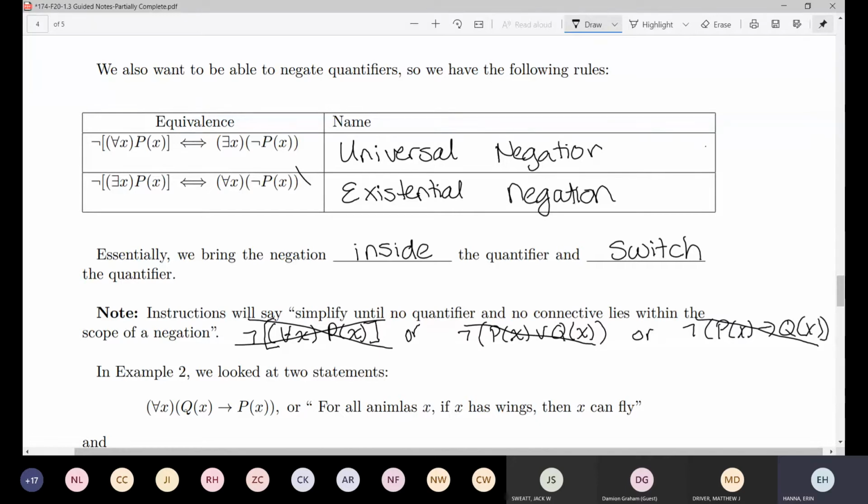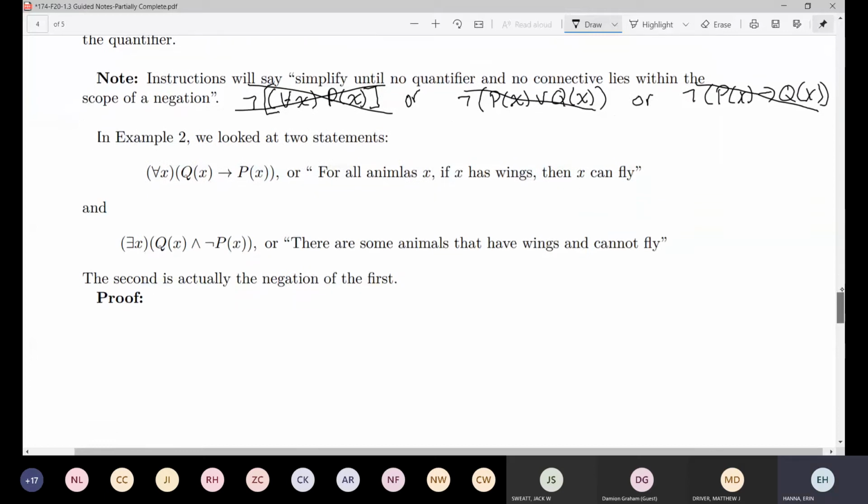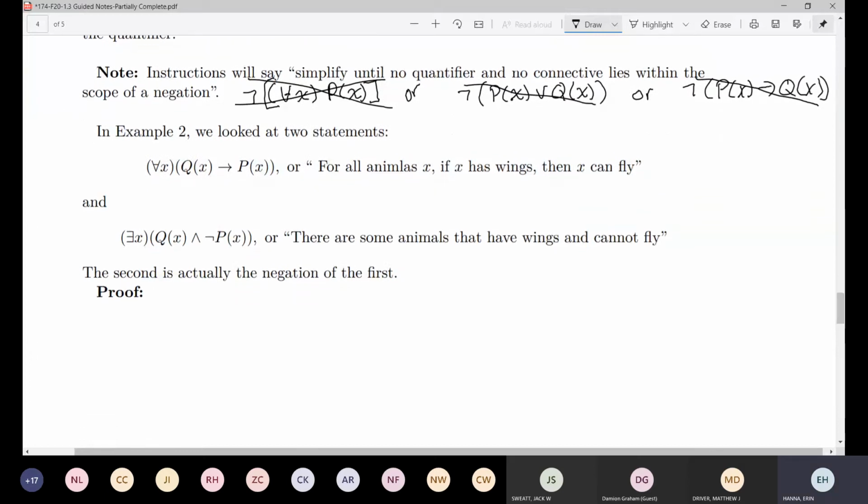So let's look at an example. In example 2 that we started on Thursday, we were using if X has wings, then X can fly. And we were talking about penguins that have wings but can't fly and all that jazz. So we were looking at the two statements. The one was for all of X, Q of X implies P of X. And the other one was there exists Q of X and not P of X. It actually turns out that the second is the negation of the first.